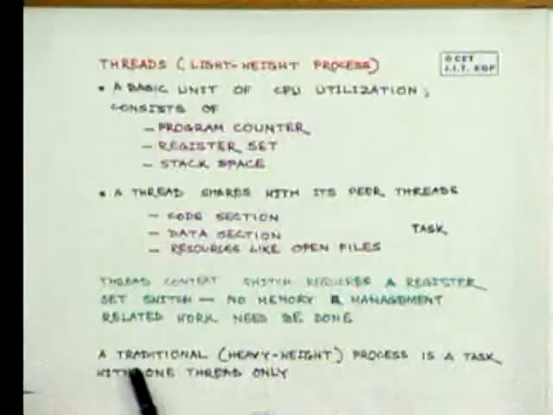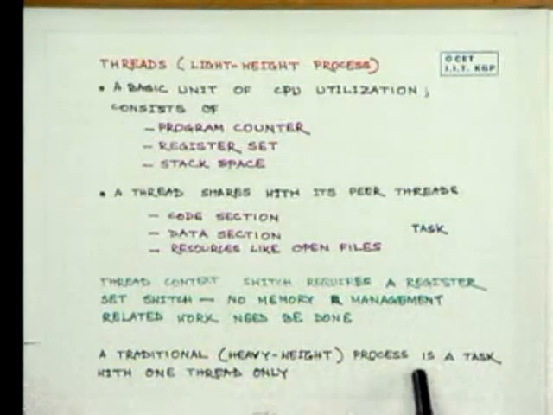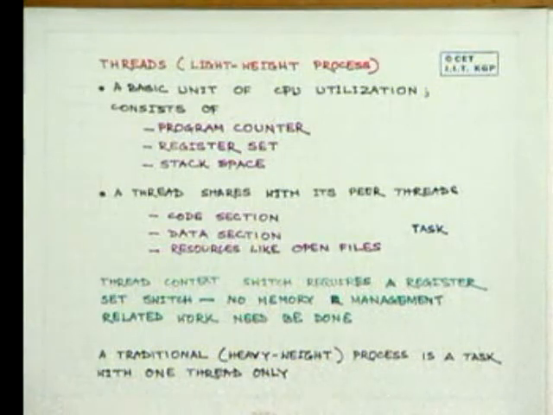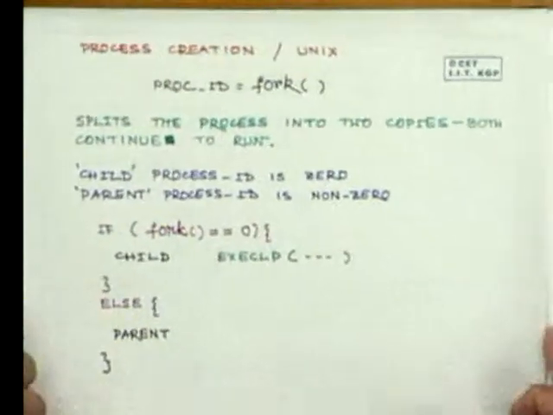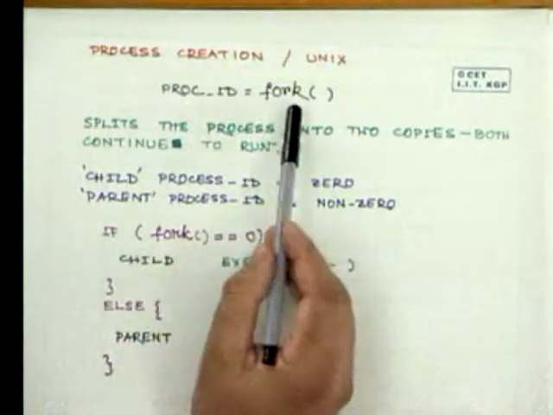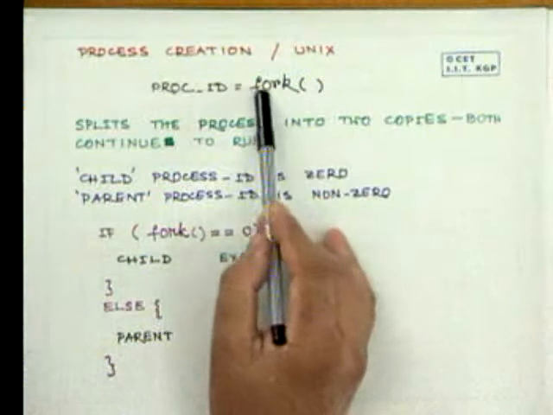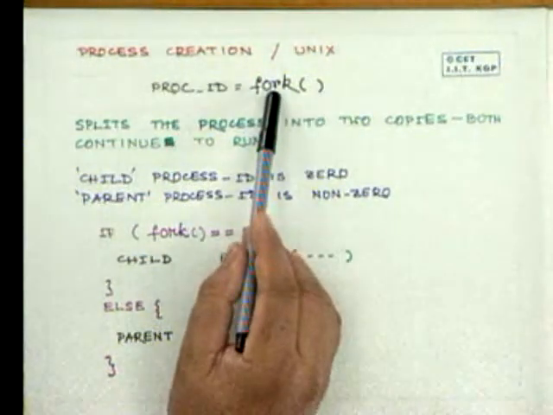Okay. Now, a traditional process, which we now call a heavyweight process, is essentially a task with one thread only, whereas in the case of threads, there is a task with multiple threads. Now, a similar situation is there in the Unix operating system. You see that Unix provides us a fork system call. If you use a fork system call, immediately the process splits into two processes. The process in which that fork is executed splits into two processes, right?